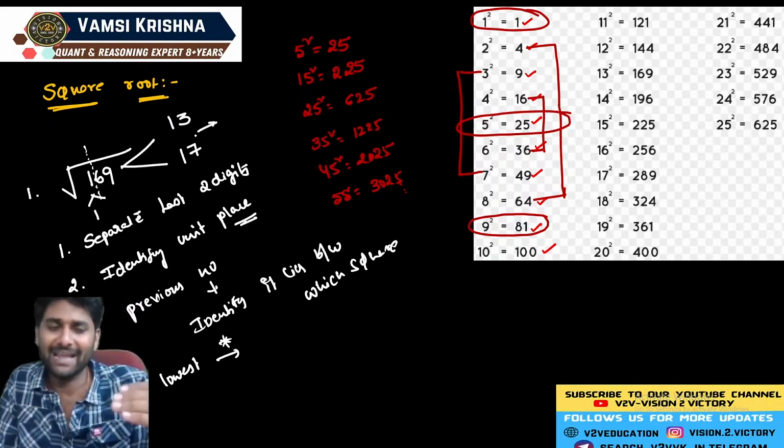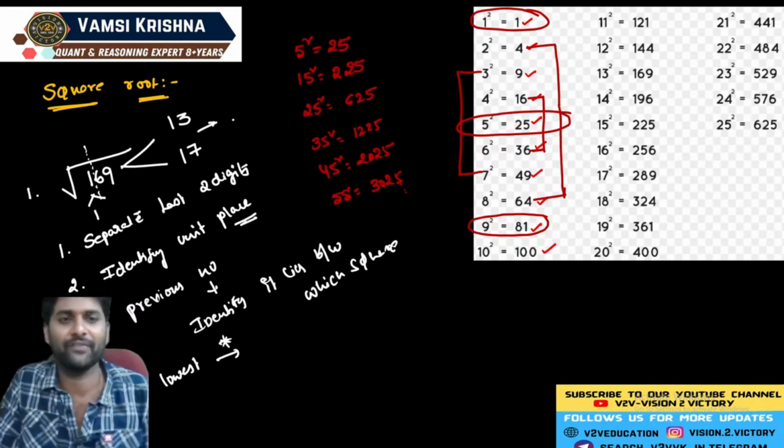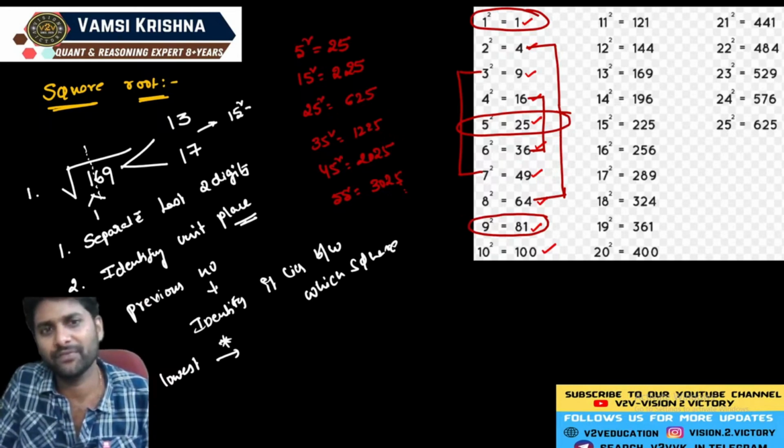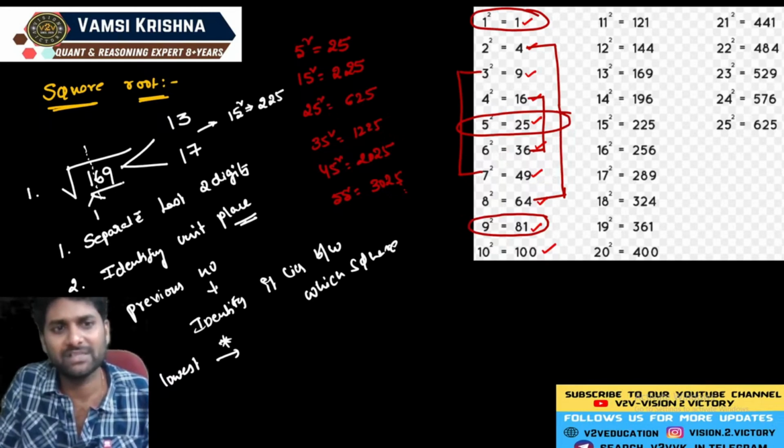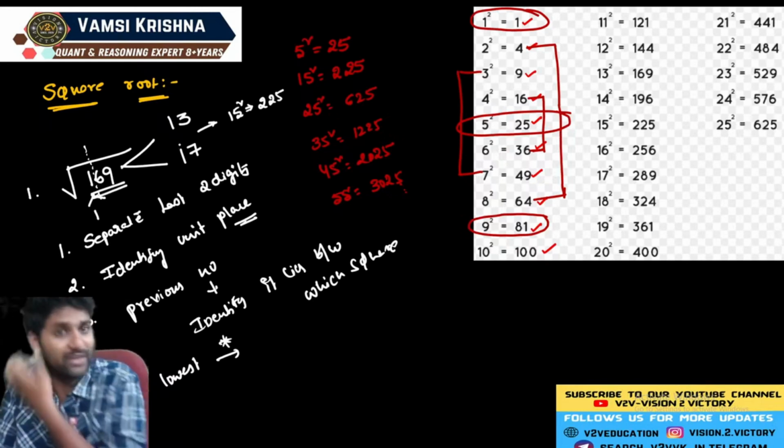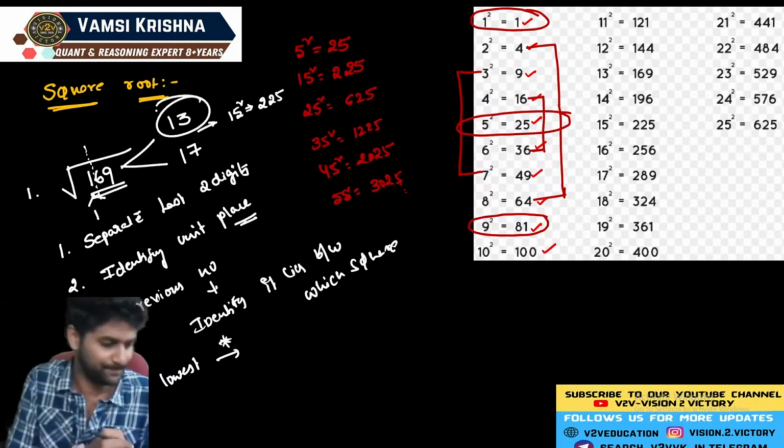You can see 9 as the units place before 15 or after 15. So just try to identify the 15 square value. 15 square is equal to 225. You already know that 169 is less than 225. Means the answer should definitely be 13.